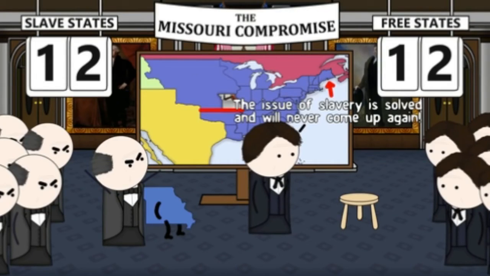Popular sovereignty, a concept from before the Civil War and the 13th Amendment, yes. Now, it allowed territories in the United States to choose, before they entered the Union, whether they were going to be a free or a slave state. Obviously, this was before the 13th Amendment, which outlawed slavery, and before the Civil War.